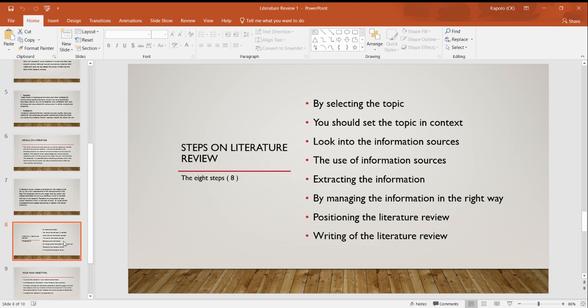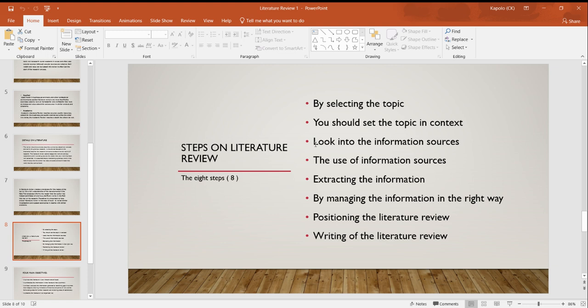And then we proceed to the eighth slide. I call them the steps of literature review. Mostly there are eight. The first step is selecting the topic, as we all know. The second step, you should set the topic in context. The third one, look into the information sources. Those are your different types of research articles, books, or whatever you're busy with, that give you an insight and help you understand more about the topic.